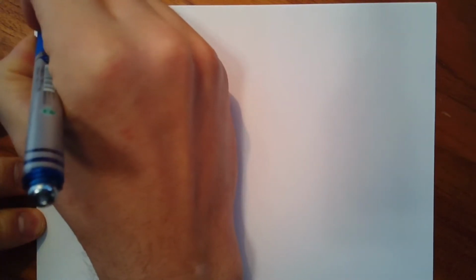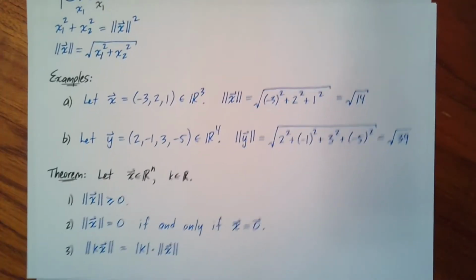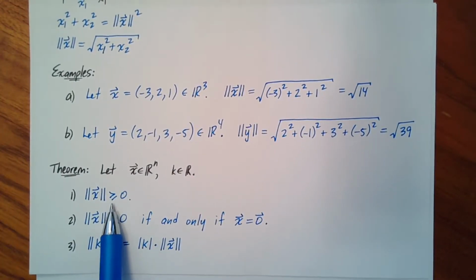Okay, so now we're going to prove this, and we'll do it one statement at a time. So for the first statement, remember that we just wanted to prove that the norm of any vector is always greater than or equal to 0. So let's write it out. Let's just write out the formula and make some observations.